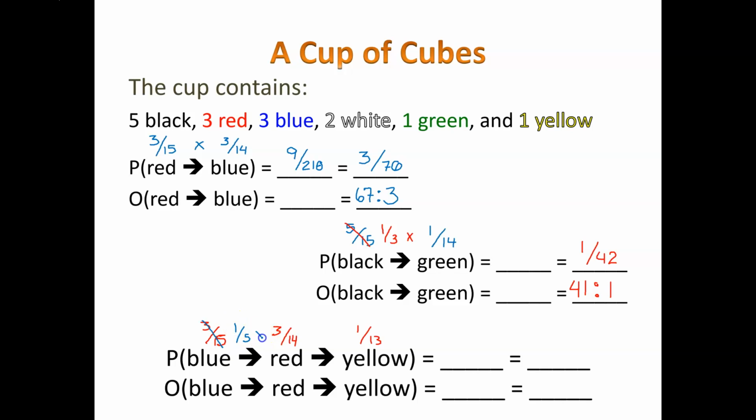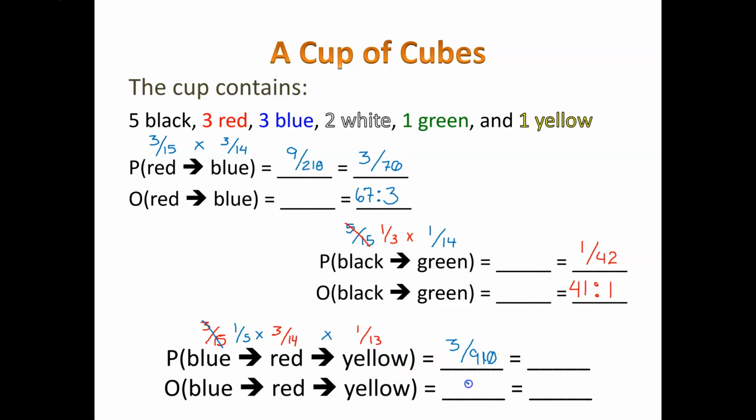And then we multiply. Across the top, we have 1 times 3 times 1. That's 3. And across the bottom, we have 5 times 14 times 13. That's 910. And that cannot be simplified. 3 over 910 is our probability of doing blue, then red, then yellow without replacement.